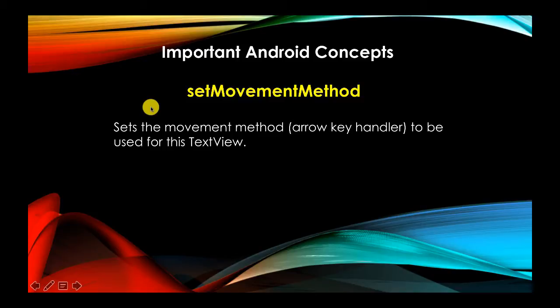But if the text is not long enough to occupy more than the TextView on your screen, you don't need this. Or if you want to display only one line at a time and each line is not so long, you don't really need setMovementMethod for that case. But on the other hand, if you have long paragraph-type content inside your text file, you'll definitely be needing setMovementMethod.